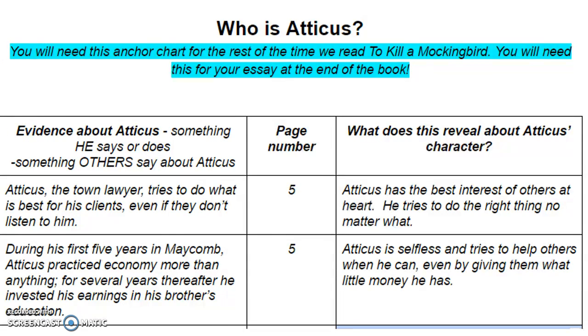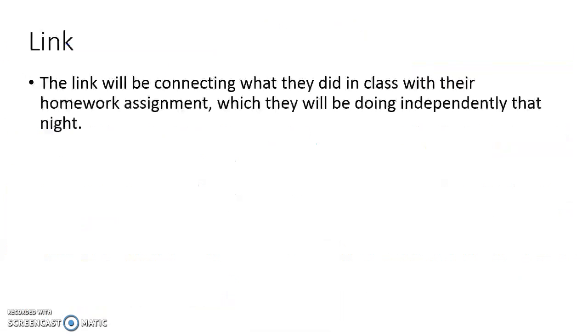Okay, so just to show you a few examples, this is what I would have walked through with them. At the very beginning on page 5, it says, Atticus the town lawyer tries to do what is best for his clients, even if they don't listen to him. So to me, this reveals that Atticus has the best interests of others at heart. He tries to do the right thing no matter what. Also, that he can be very selfless and tries to help others when he can, even by giving them what little money he has. So again, just trying to give them better ways of wording how Atticus is, rather than just saying he's good or nice.